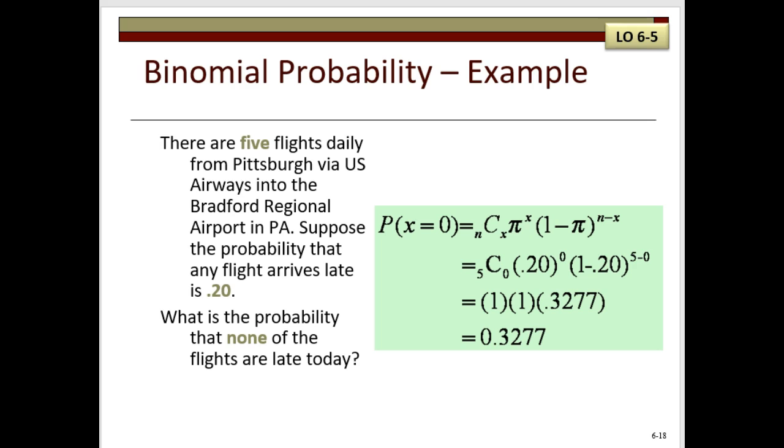Since we wish to know the probability that none of the flights are late today, the variable of interest, x, takes the value 0. Using the binomial formula, we substitute 0 into x, the sample size of 5 into n, and the probability of success, 0.2. Solving the binomial formula, we obtain a probability of 0.3277. We say that the chance that none of the 5 flights from Pittsburgh via U.S. Airways into the Bradford Regional Airport will arrive late is 32.77%.